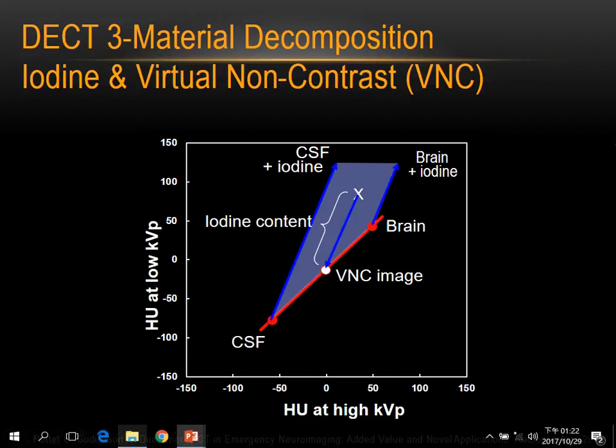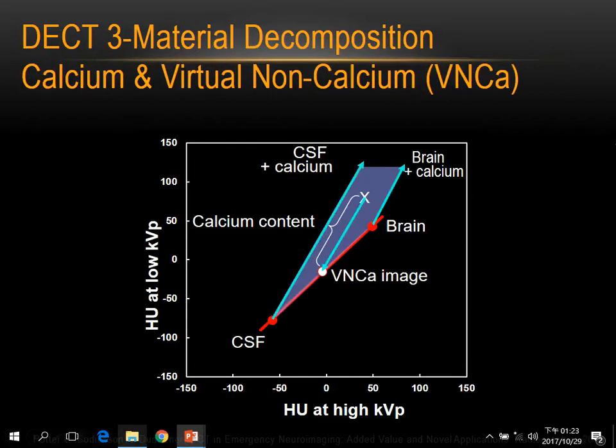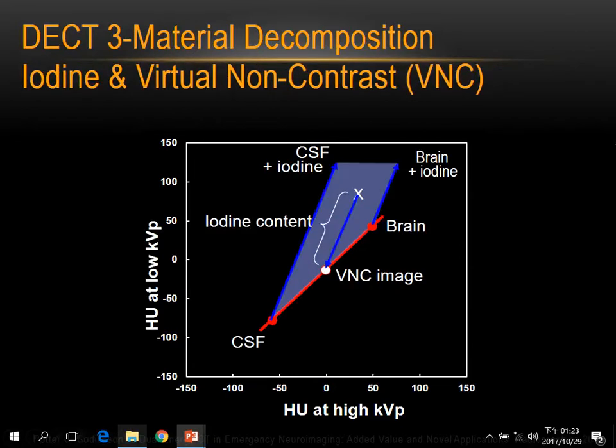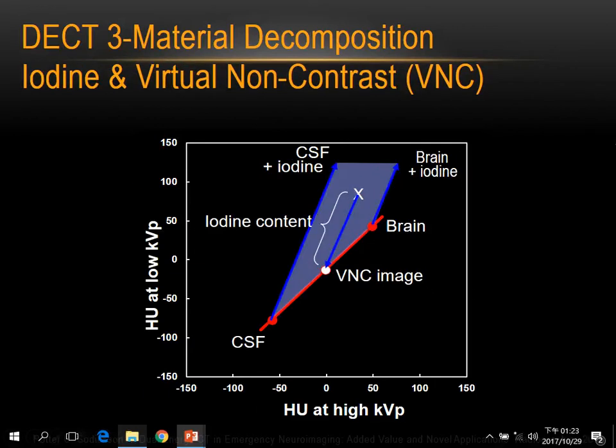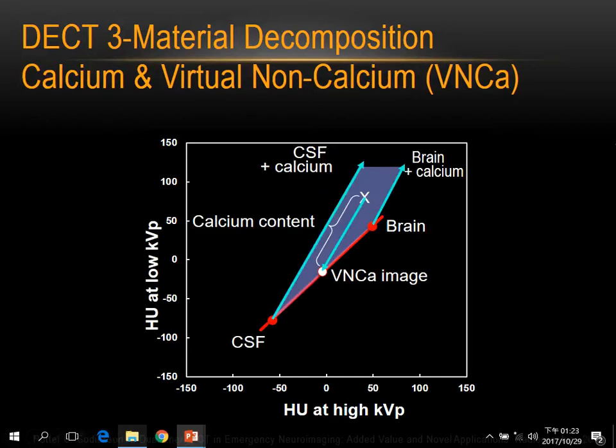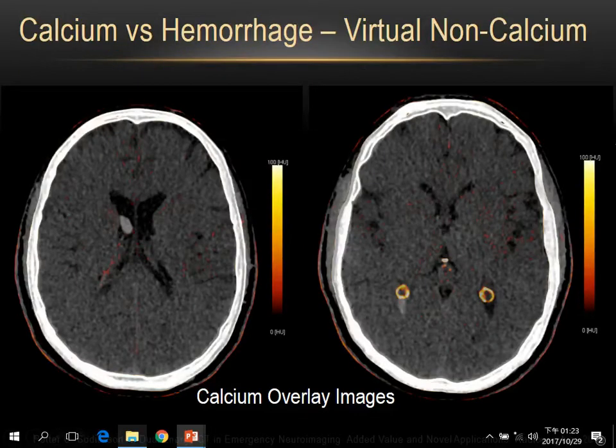We can use similar principles to actually intentionally make other algorithms in dual energy CT. Here's an example in the brain where we have a traditional three material decomposition scheme. We can intentionally change that slope of iodine to the smaller slope of calcium, and now instead of creating an iodine image and a virtual non-iodine image, we can create a calcium image and a virtual non-calcium image. And the place we love to use this is to differentiate hemorrhage from calcification on non-contrast head CT.